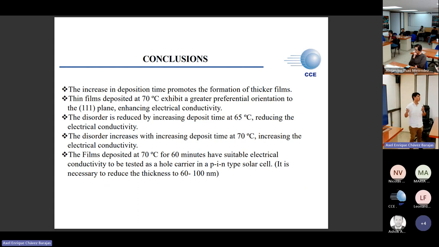All the explanation is related to the disorder, how we control or promote the disorder in the films. If we increase the time, for example, in the case of 70 Celsius degrees, we promote an increment in the electrical conductivity. And in the other case, we promote an increase in the resistivity. So at the end, this is very interesting, for example, for developing photocathodes for hydrogen and oxygen evolution, because the thickness that is needed is around 100 to 300 nanometers. And if we want to use it, for example, in a perovskite solar cell, we have to decrease the thickness of the film, because we are obtaining around 200 nanometers. So we need between 60 and 100 nanometers, which could be done by reducing the concentration of all the reactants. So I think it has potential to be used in different applications.